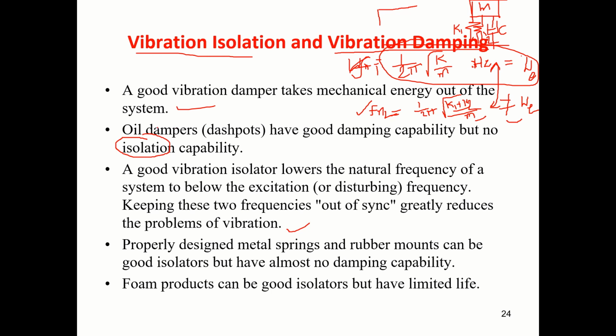So a good vibration isolator lowers the natural frequency of a system to below the excitation frequency. Correct? Here I have increased it, actually. Another way I can do is reduce this stiffness or increase the mass. I can lower that. It's not a problem at all. Keeping these two frequencies out of sync greatly reduces the problem of vibration. That's what it means.